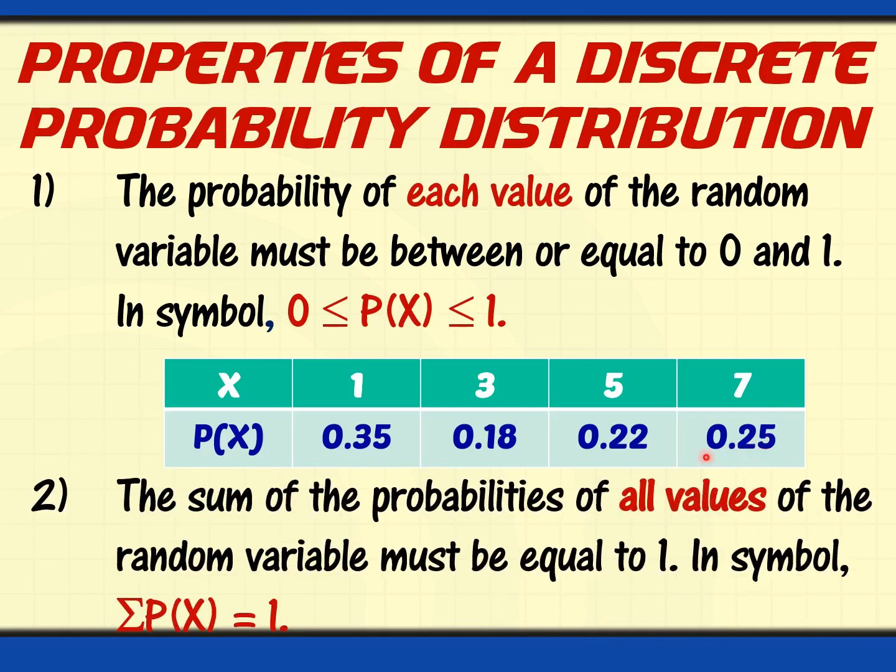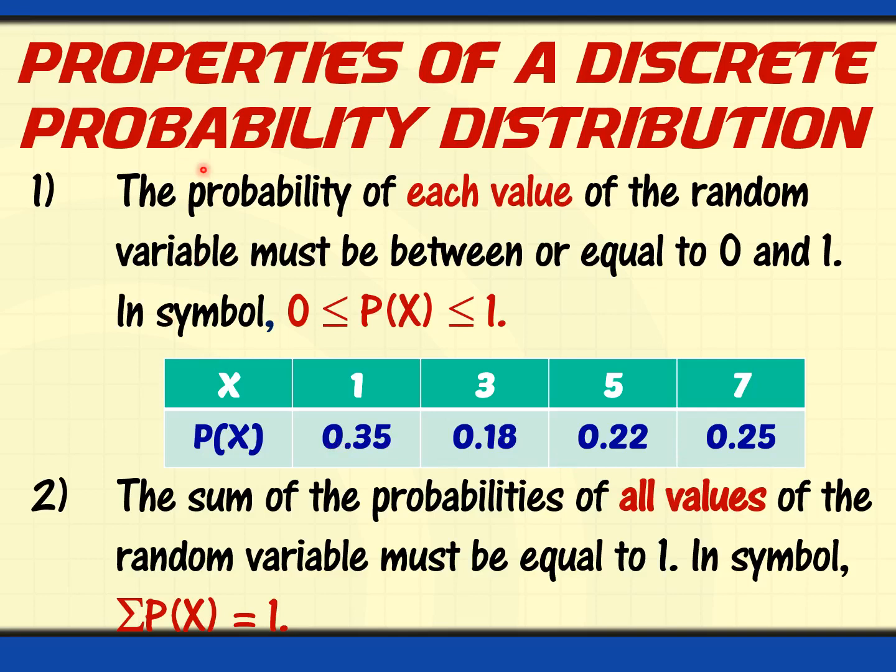For the second property, the sum of the probabilities of all values of the random variable must be equal to 1. So in symbol, you have here the summation sigma p of x is equal to 1. So what does it mean? If we're going to add all these probabilities, 0.35 plus 0.18 plus 0.22 and 0.25, this should add up to 1. So when we have the sum for this, it should be equal to 1.